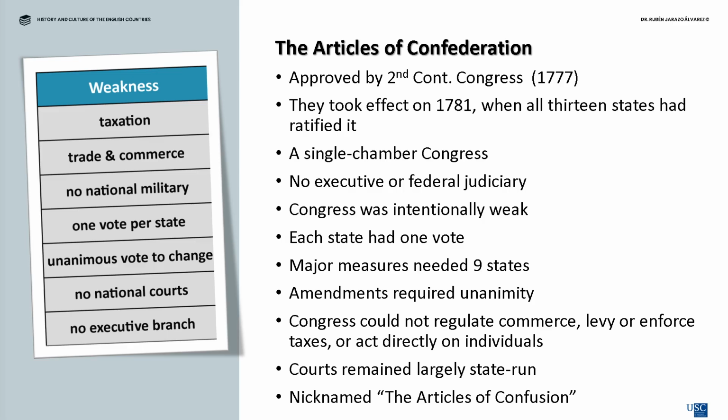Congress was intentionally weak. Each state had one vote. Major measures needed 9 states. Amendments required unanimity. Congress could not regulate commerce, levy or enforce taxes, or act directly on individuals, and courts remained largely state-run. This Articles of Confusion, as critics quipped, proved inadequate, especially as economic and diplomatic chaos peaked, pushing Americans toward a stronger national framework.